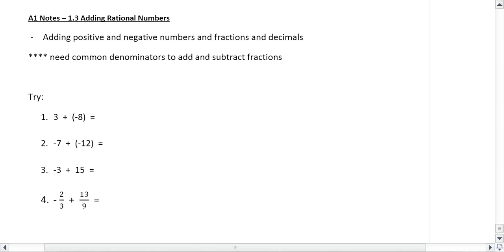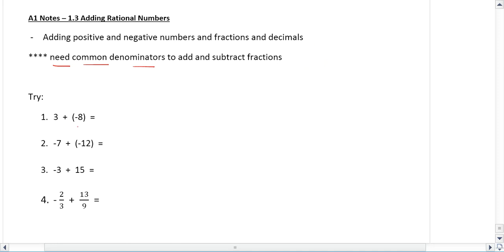This video is for Algebra 1, Chapter 1, Section 3, Adding Rational Numbers. Now, rational numbers include all positive and negative numbers, all fractions, and all decimals. And a review is that you need common denominators to add and subtract fractions. Now, you learned this way back in 3rd or 4th grade, but it bears repeating.